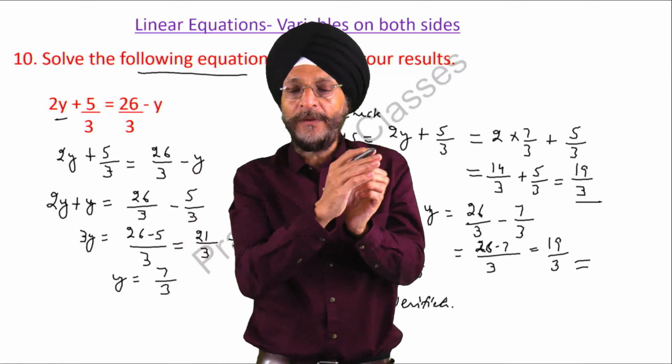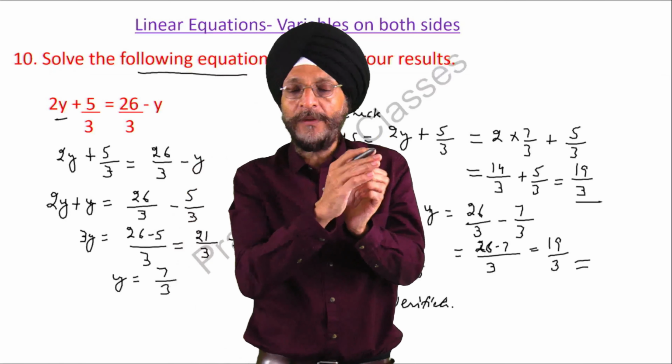Now the topic before us is linear equations variable on both sides. Now the question is, solve the following equation and check your results. The equation is given before us. Here x is variable which is present on both the sides of the equation, that is in both the expressions, that is on left hand side and right hand side. There is one variable, that is x, and in the exam the variable may take the shape of a, b, c or p, q, r, t or any other alphabet.